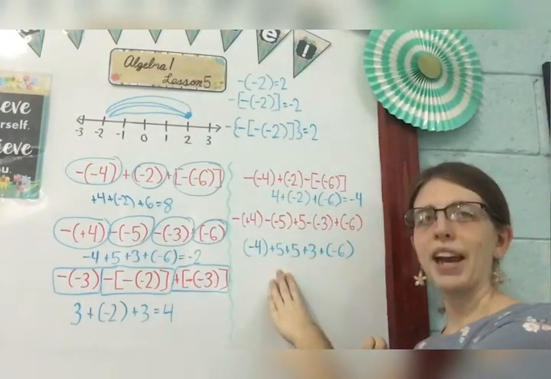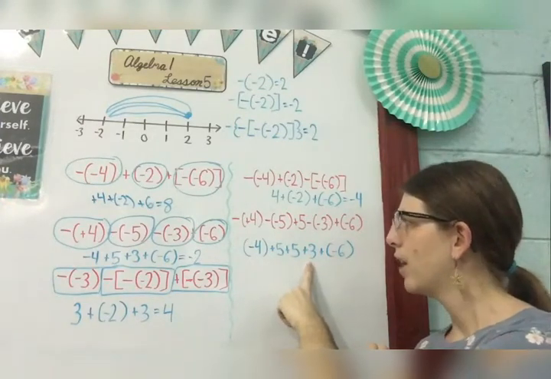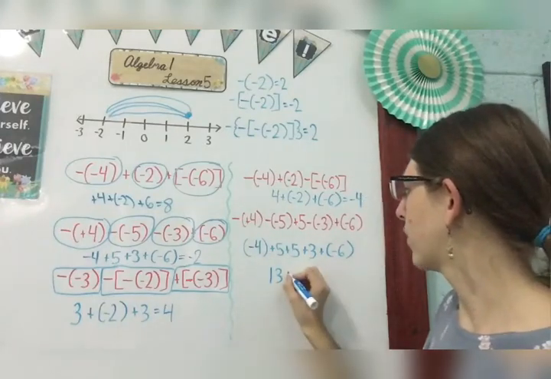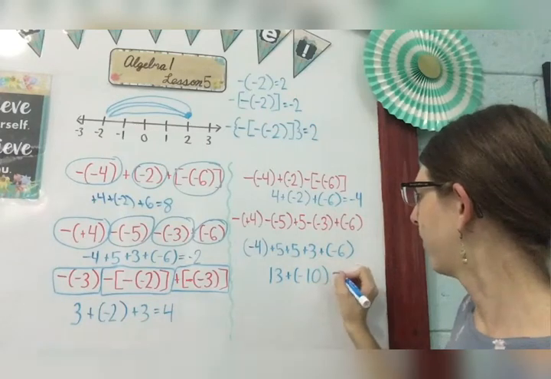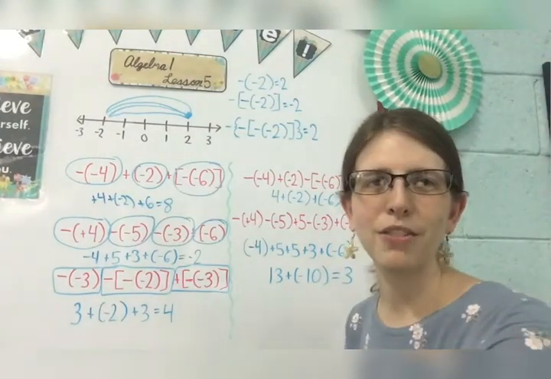I'm going to start by adding my positives. 5 plus 5 is 10, plus 3 is 13. So I have 13 for my positive numbers. My negative numbers are 10. Add that together, and I get a positive 3. Okay, pause your video now to do your practice.